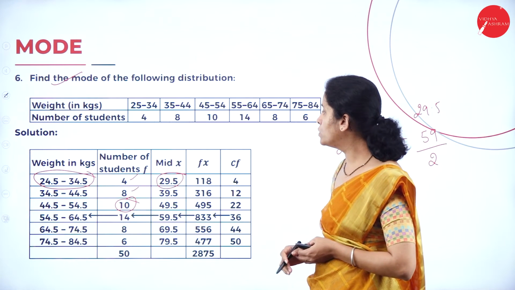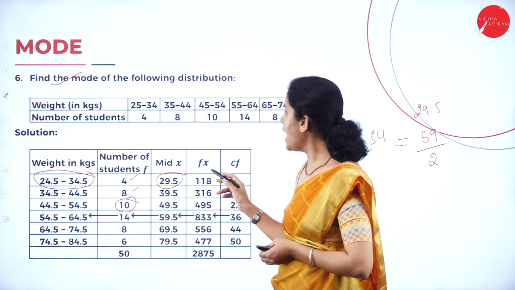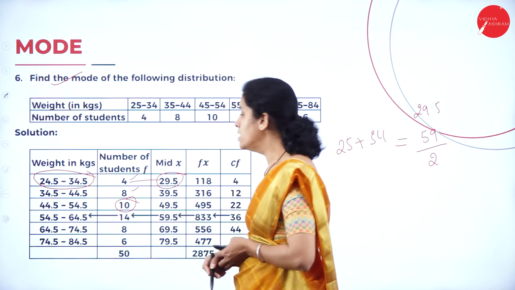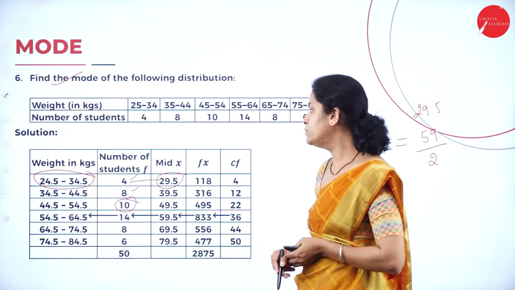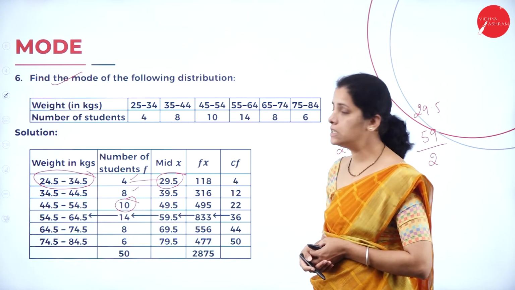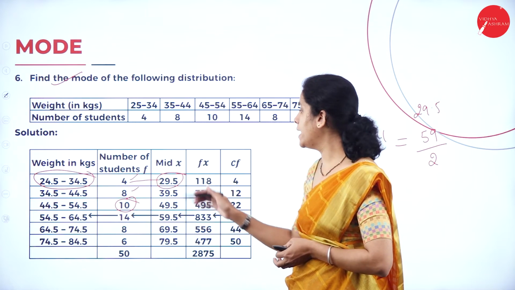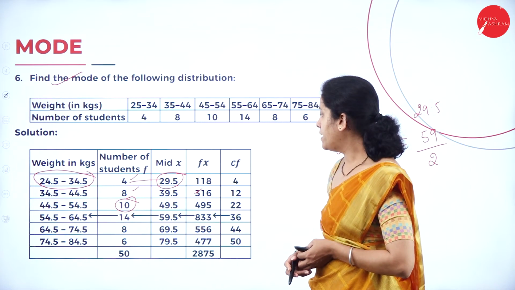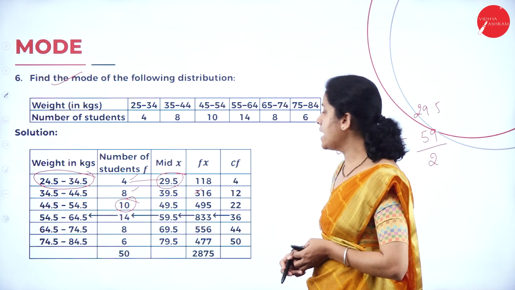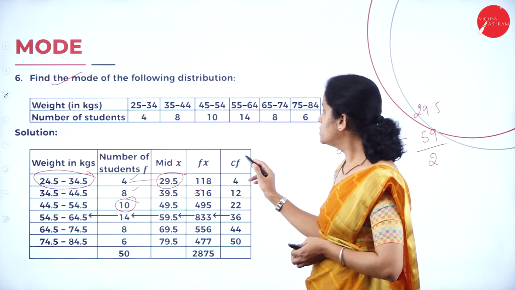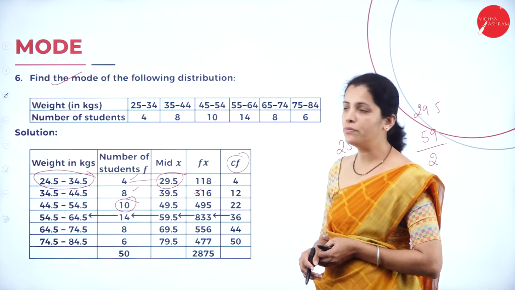Now what I want to do is find f into x. So what I will do, I'm going to multiply 29.5 into 4, I'll get 118. And if I consider 39.5 into 8, it is 316. Okay, fine. Now what is CF? That is cumulative frequency. CF is nothing but cumulative frequency.